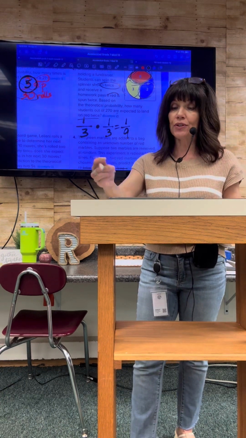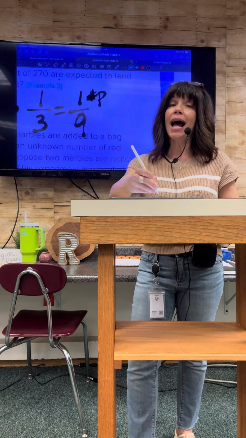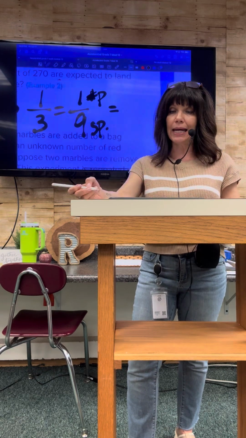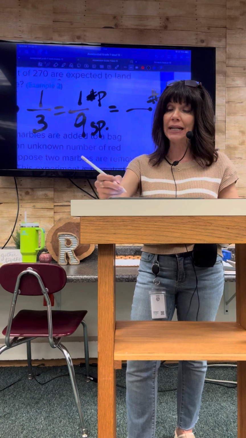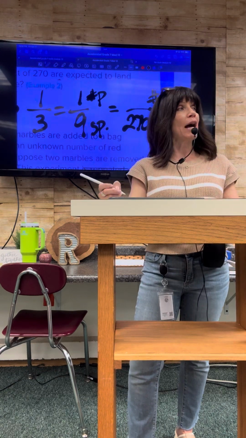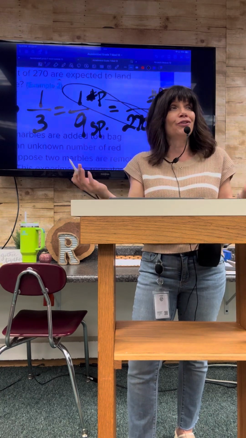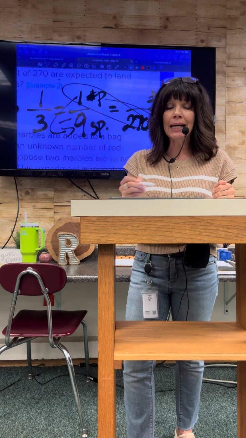270. So across from my 1 number preferred out of 9 spins total, equaling blank number preferred out of how many spins total? 270. You do the math right now. You have your handheld calculators there. 270 times 1. You don't even have to do times 1. It's still 270. Divide that by 9.